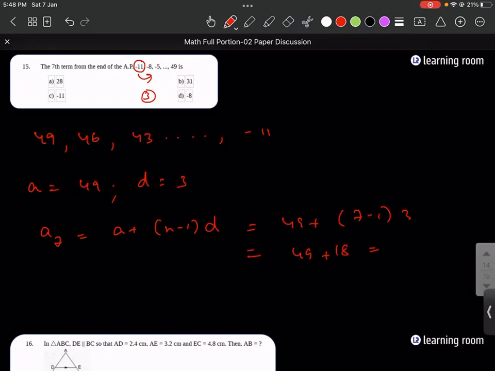Sir, you took d as 3, won't d be minus 3? Because if you take a as 49, then you're coming from reverse, then d. Oh, no. Yes. Minus 3. So this will be minus 3. 49 minus 18 is how much?